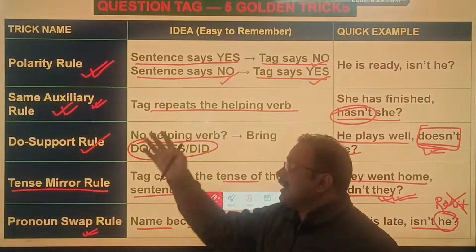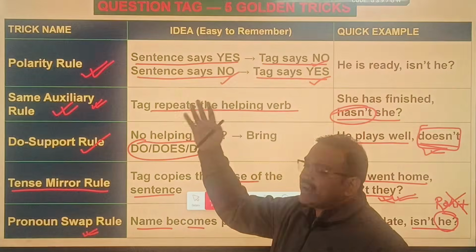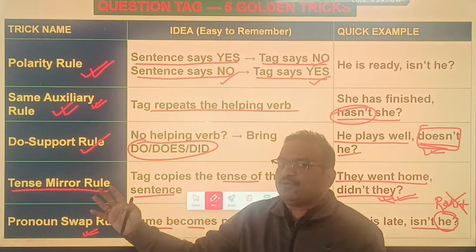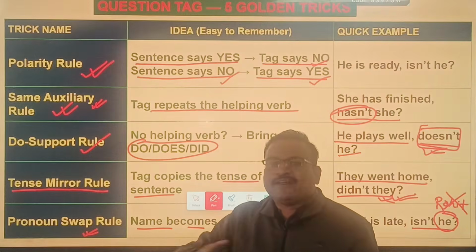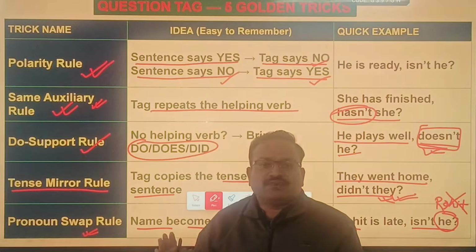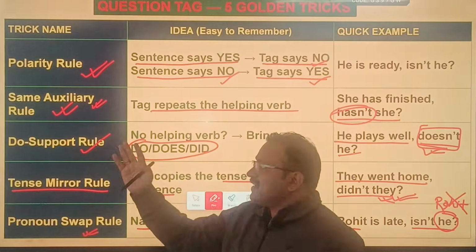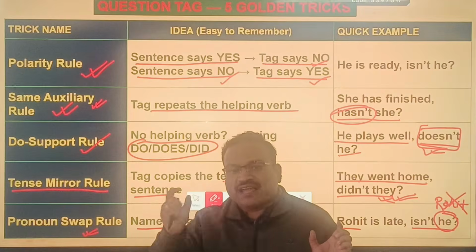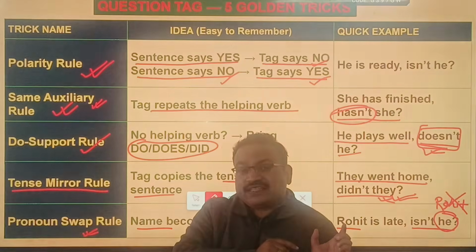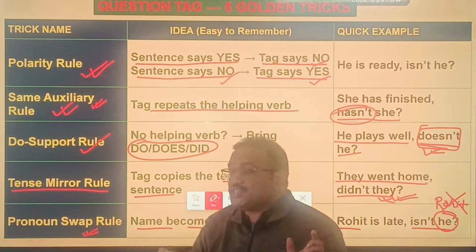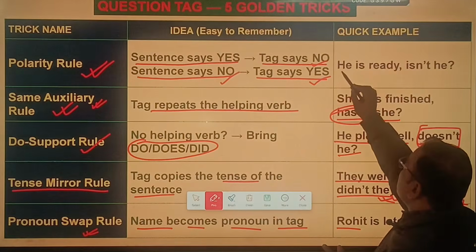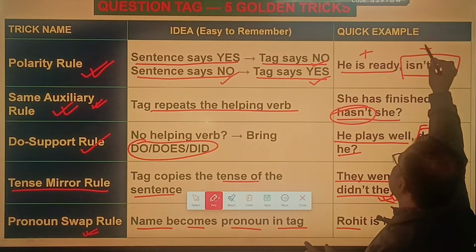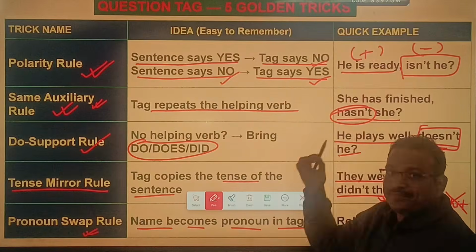So these are five golden tricks, rules of question tag. If you know these five rules, you will be doing questions very easily with 100% accuracy. Once again, polarity rule is what? If a statement is positive, tag will be negative. If a statement is negative, tag will be positive. You can see he is ready. This is positive. So isn't he? Tag is negative. Yes or no?